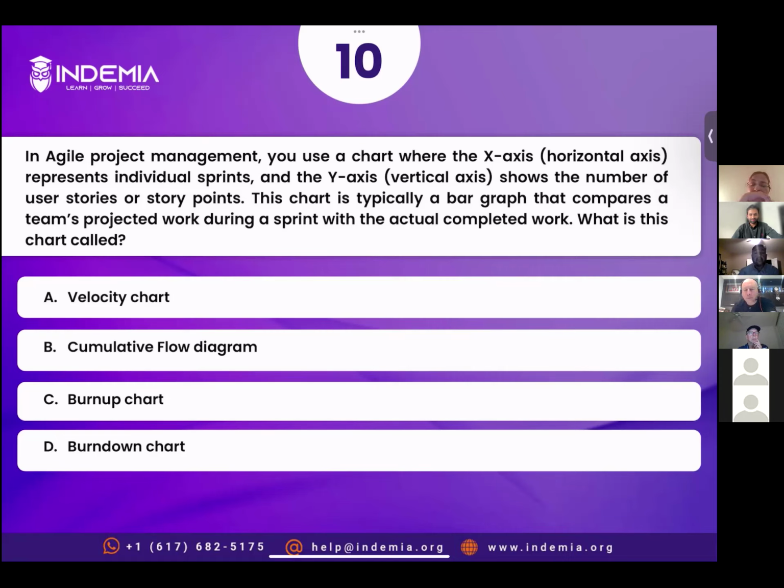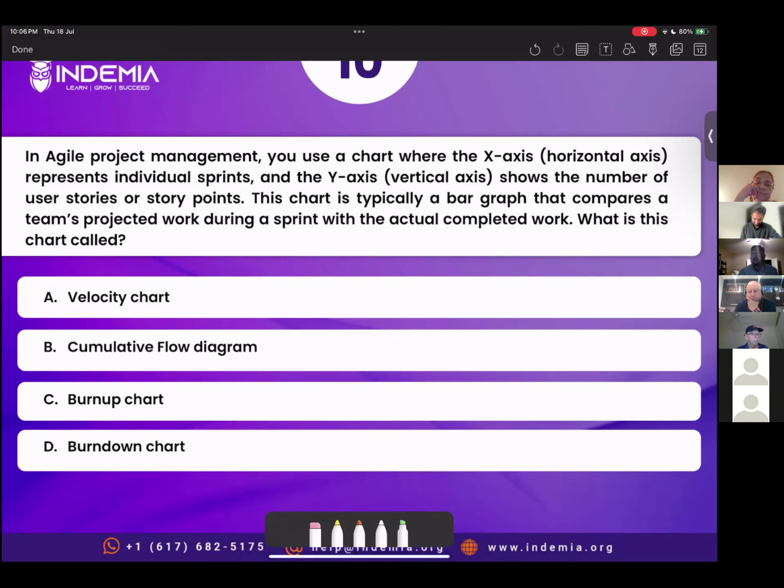All right, Francis, you have chosen option D. Oh God, yeah, I don't know. Okay, so I think burn down chart shows like the progress of the iteration or the user stories, and the lower it goes down, it's toward the completion of the project. That's why I chose burn down chart. All right, thank you.